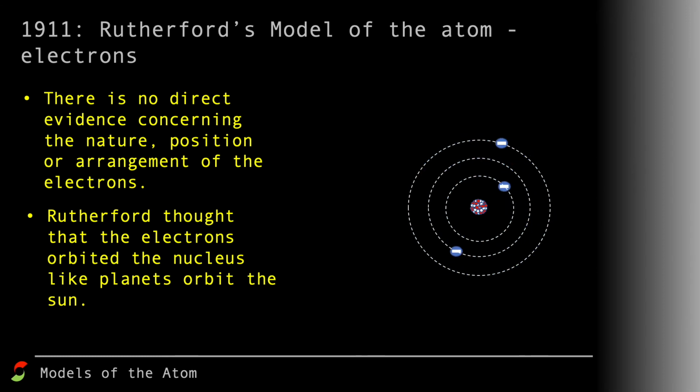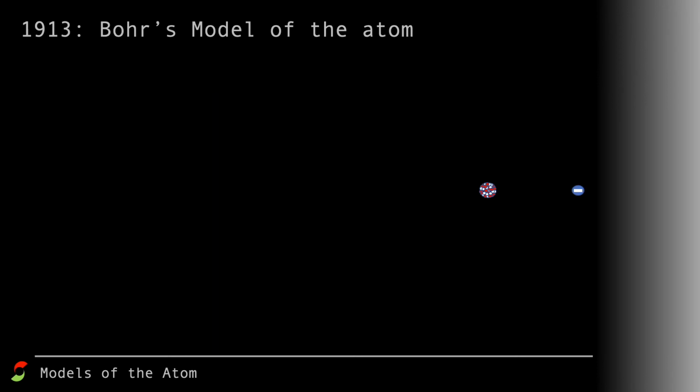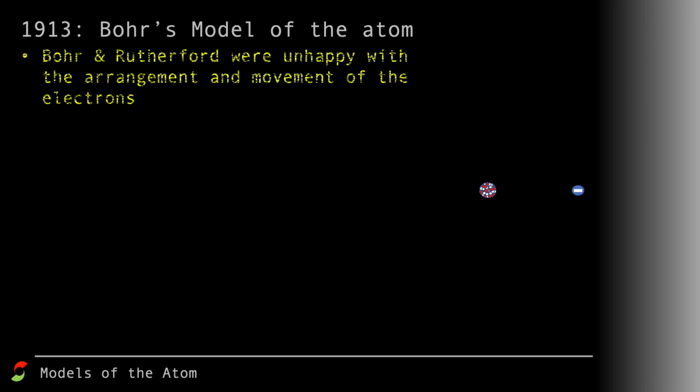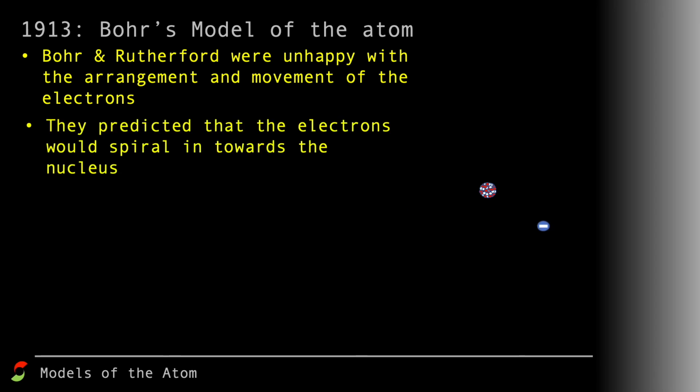And that was fine. People accepted that for a couple of years anyway, until in 1913 there was a new model of the atom, an improved model on Rutherford. And in fact, Rutherford was involved in this work as well with Bohr. But he was unhappy, or they were unhappy, with the arrangement and movement of the electrons in Rutherford's model. The nucleus was fine. It's the electrons that were the problem that was causing issues in the science community.